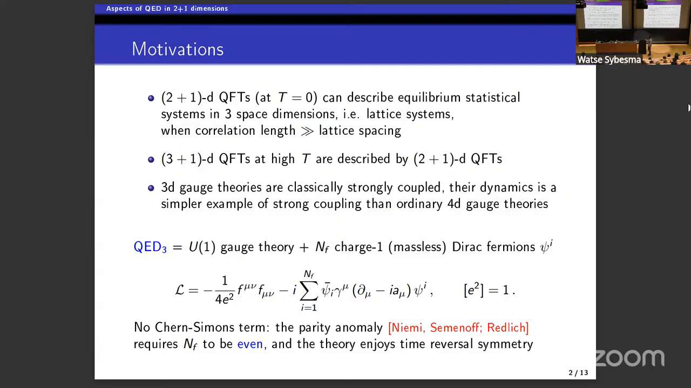The theory I want to focus on is good old QED. It's a U(1) gauge theory. You have a Maxwell term, and there are N_F massless Dirac fermions, which in 3 dimensions are 2-component complex fermions. I didn't write any Chern-Simons term, and it is well known that due to the parity anomaly, this is possible only if the number of fermions is even. I'm going to assume this throughout the talk, so N_F is even, and the theory enjoys time reversal symmetry, because if N_F is odd, this is not the case. Okay, so this is the theory we want to study.